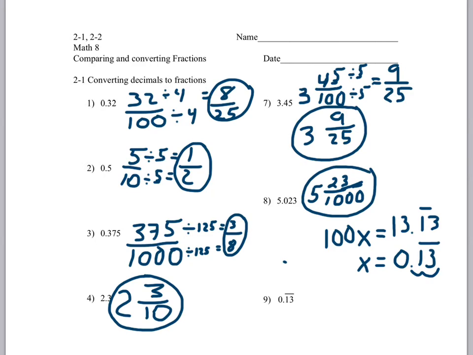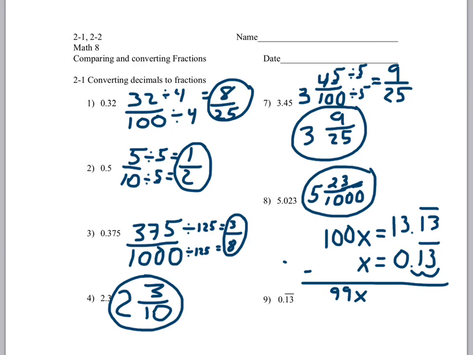So I'm going to write that up here, 13.131313. That's the 13 repeating right there. All right, now I've got it lined up very nicely to be able to do some subtraction in this problem here. Okay, so now I do 100x minus 1x. That x is the same thing as a 1x. So 100x minus 1x actually gives me 99x.